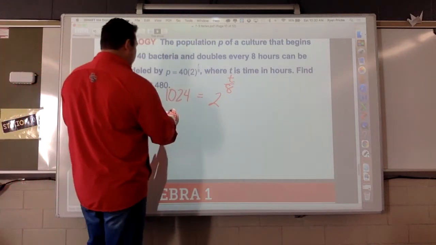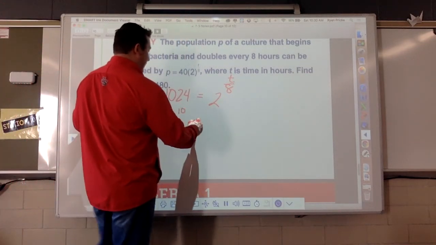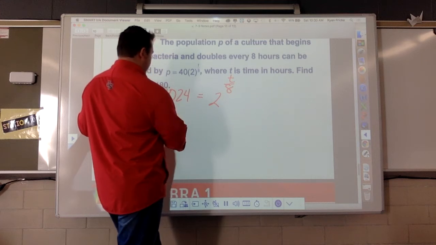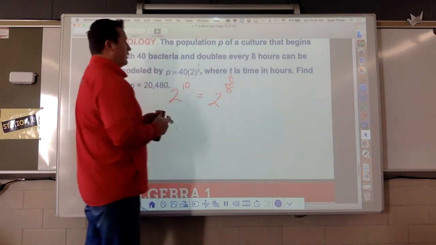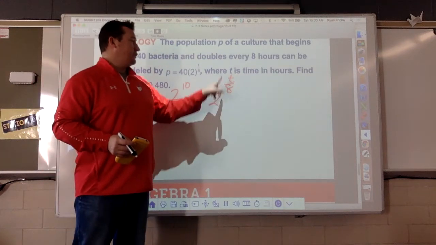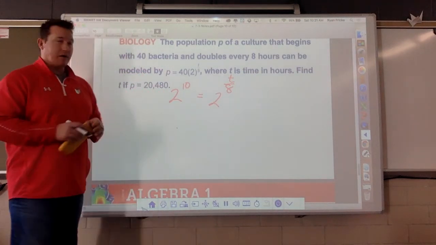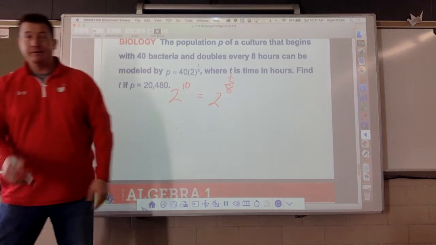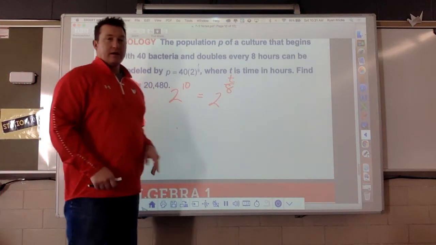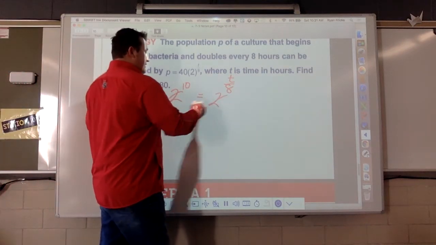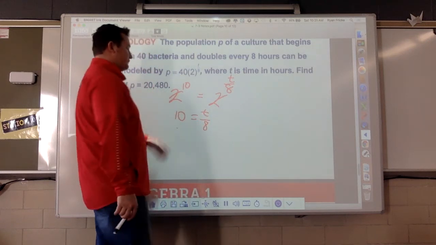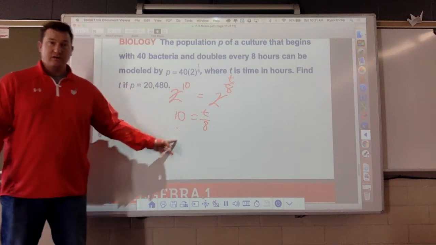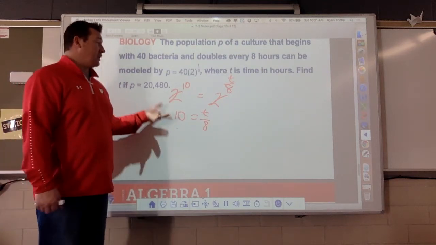All right, so 2 to the 10th power. Here, I'm just going to go like this. You guys can write the other step. I just don't have a lot of room here. 2 to the 10th power equals 2 to the t over 8 power. Now, all we have to do is get rid of your bases and set your exponents equal to each other: t over 8. Can you solve this equation? Of course we can. This is the easy part.